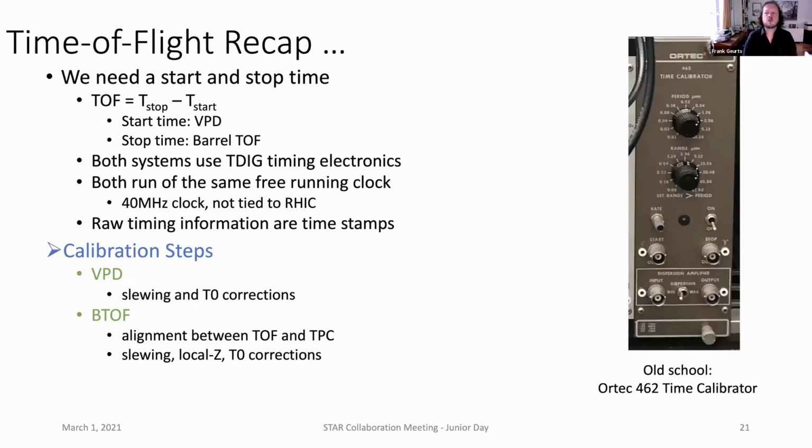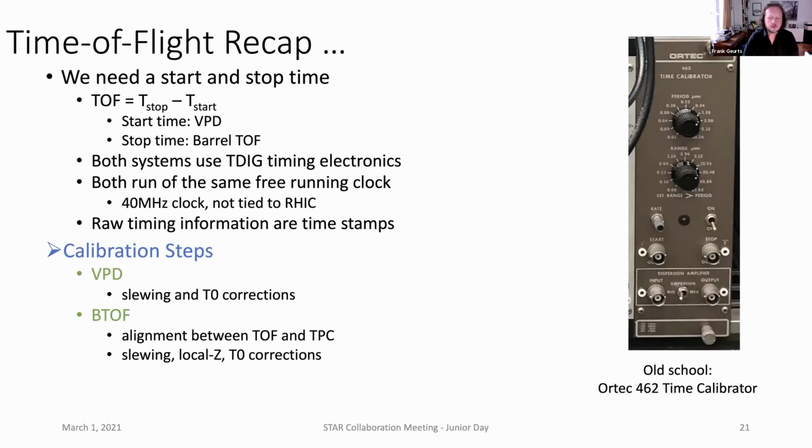Okay, let me do a quick time of flight recap. We need a start and a stop time. The start time is the VPD, the stop time is the barrel. We benefit from the fact that both systems use the same electronics and run off the same clock. And we have this raw timing information that will be the timestamps that we use.